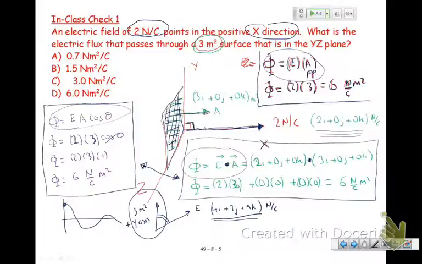Yes. I didn't quite catch why the area vector is just 3I. Because it's defined as having the magnitude of the area, and I told you it was 3 meters squared. And I told you it was in the YZ plane. So if it's in the YZ plane and the area vector by definition is at 90 degrees to that area, that means it must be in the x direction. So good question. Okay? So that's the kind of game we're going to play.